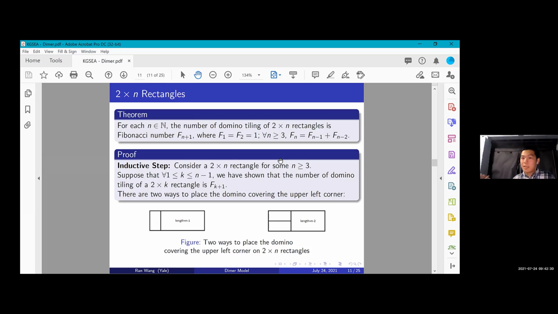It means that it satisfies our statement. So for example, if n equals 3, then for n equals 1 or 2, the statement holds, and we know that. So if we prove the case for n equals 3 based on these two, then n equals 3 also holds.